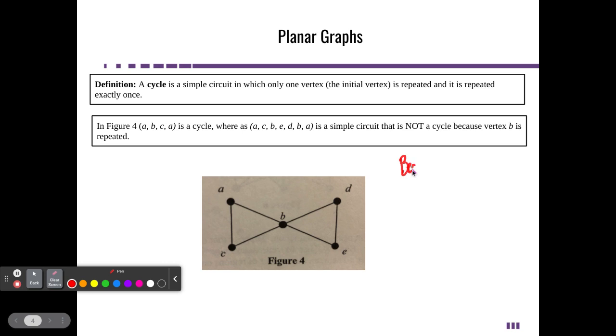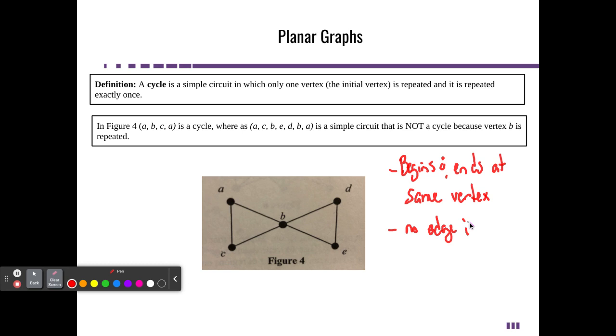So it begins and ends at the same vertex. And on top of that, no edge is repeated. So that's our key thing about this new definition here. So in figure 4, we have the cycle A, B, C, A. And that is a cycle because it's a simple circuit. It starts and ends at A, and no edges are repeated.